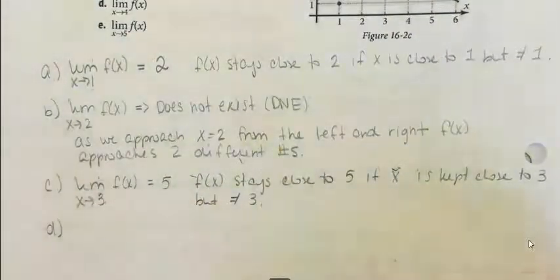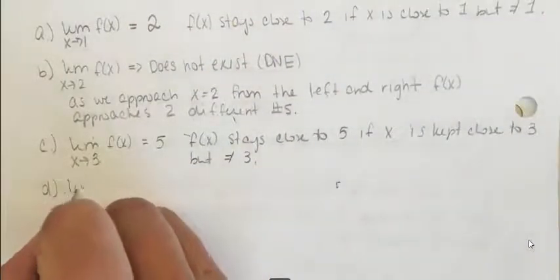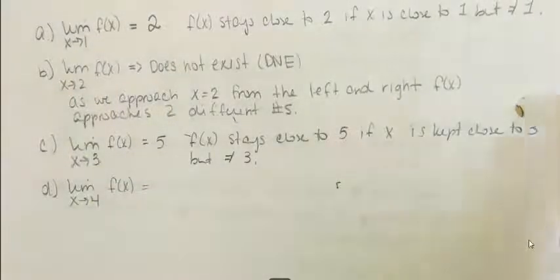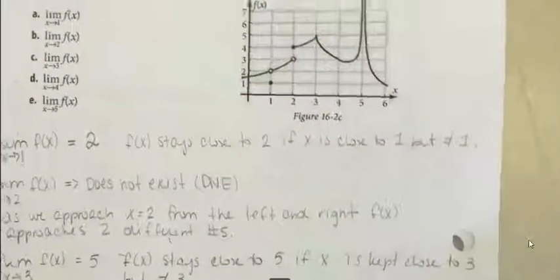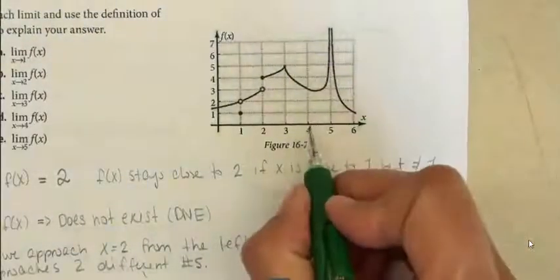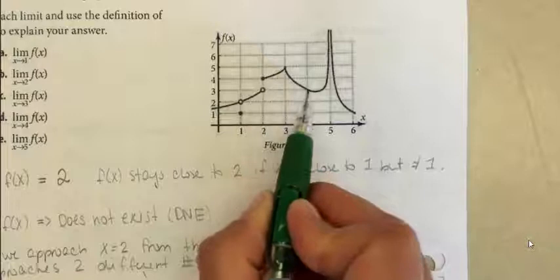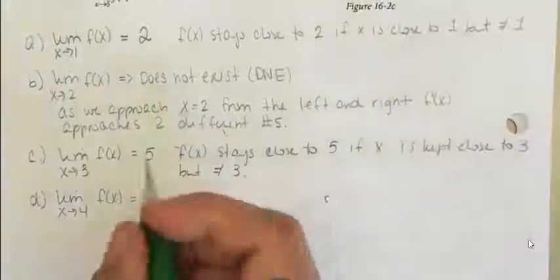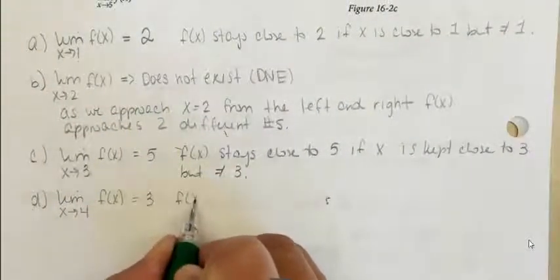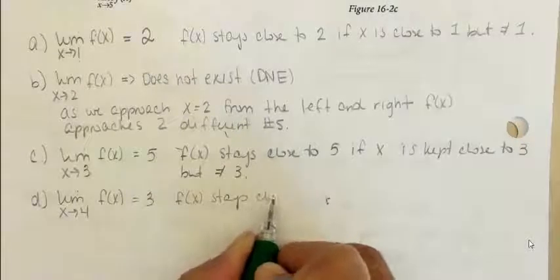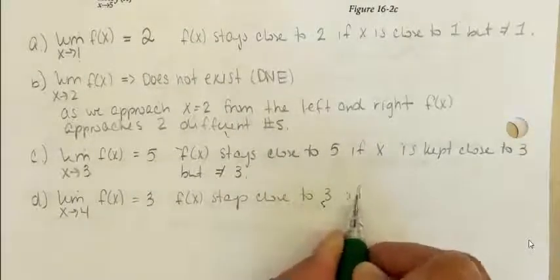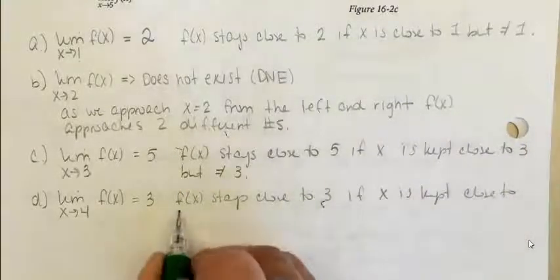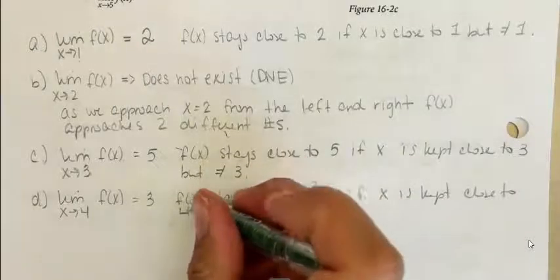All right, D, the limit as x approaches 4 of f of x. So again, as we approach 4 from the left, we're headed to 3, and from the right, we're also headed to 3. So same kind of reasoning. So this is going to equal 3. f of x stays close to 3 if x is kept close to 4, but not equal to 4.